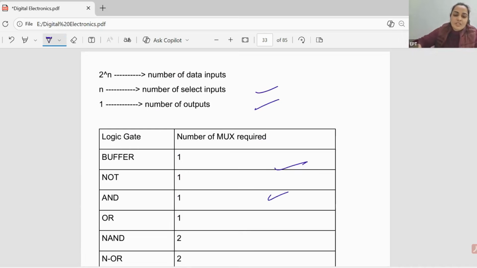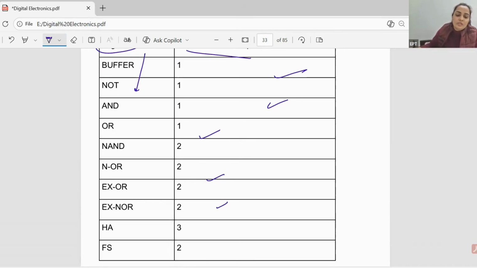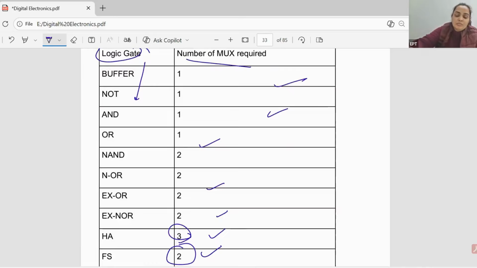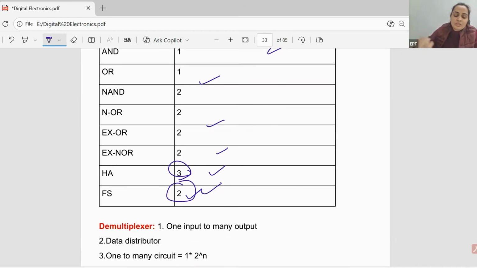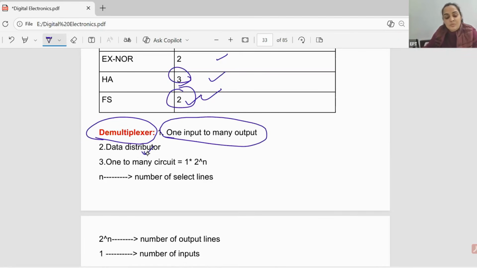Okay, now these are the implementations. If you implement these logic gates using mux, so this number of muxes will be required. If you are designing a half adder using mux, then 3 muxes will be required. If you are designing a full subtractor, then 2 will be required, right? Now demux is nothing but just the opposite of the mux. So it is one input to many outputs, right? So it also acts as a data distributor, right?